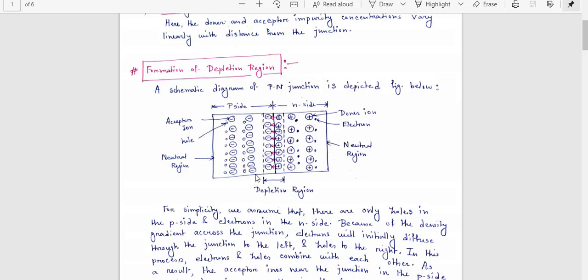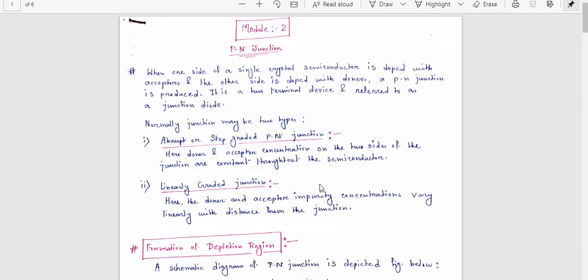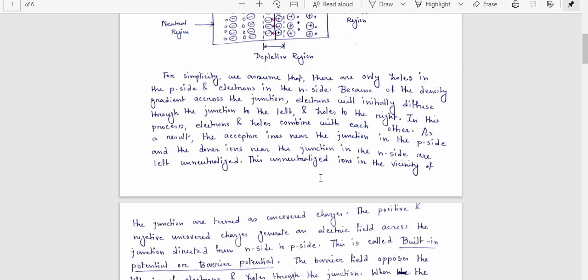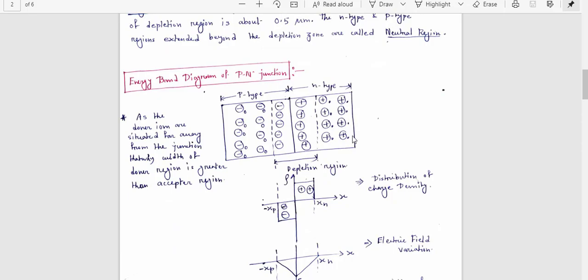That means you can say conductivity is less. What I am saying, or everything is discussed here, so just go through this. Okay, now come to the next point, that means energy band diagram of p-n junction.